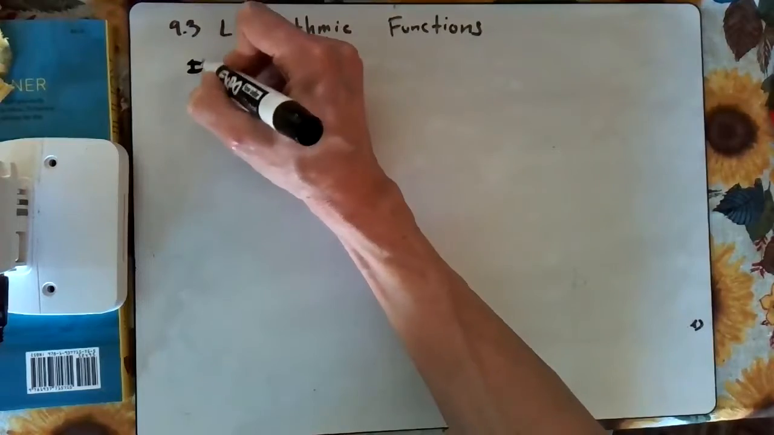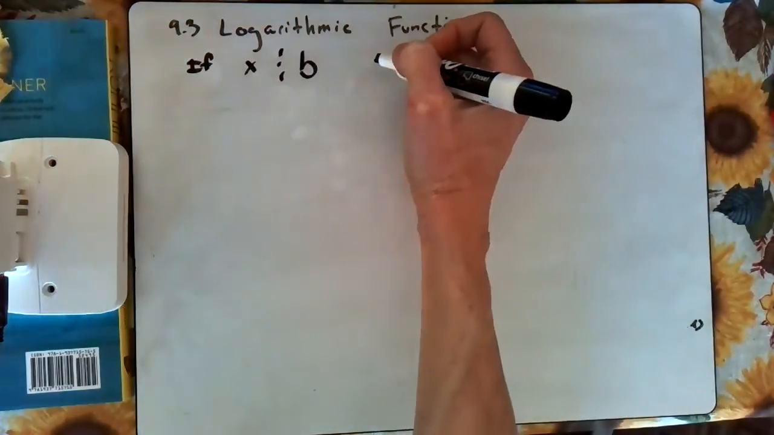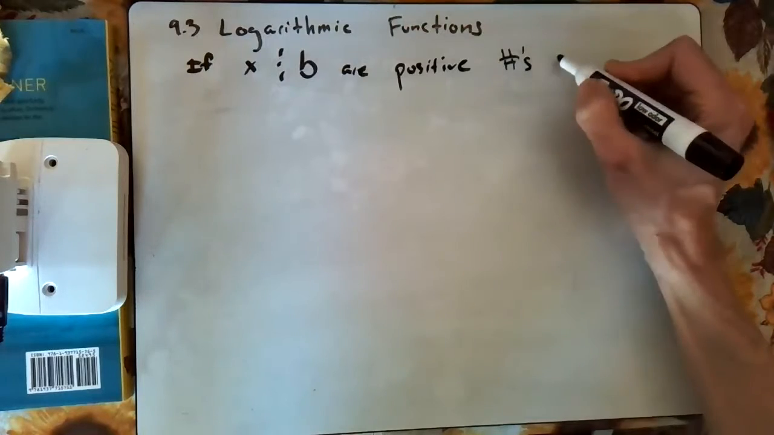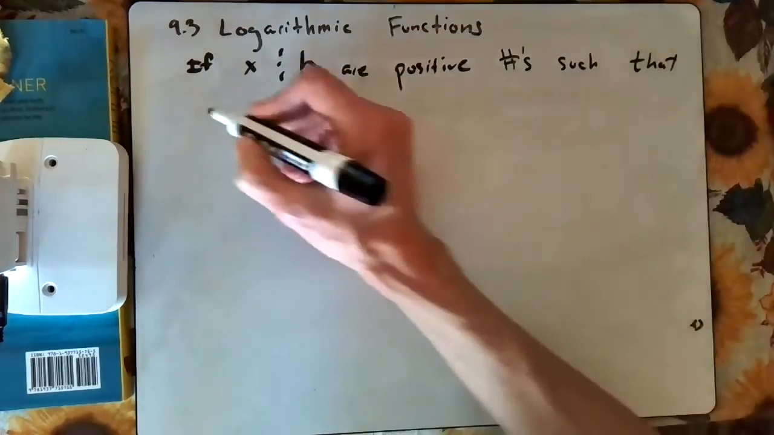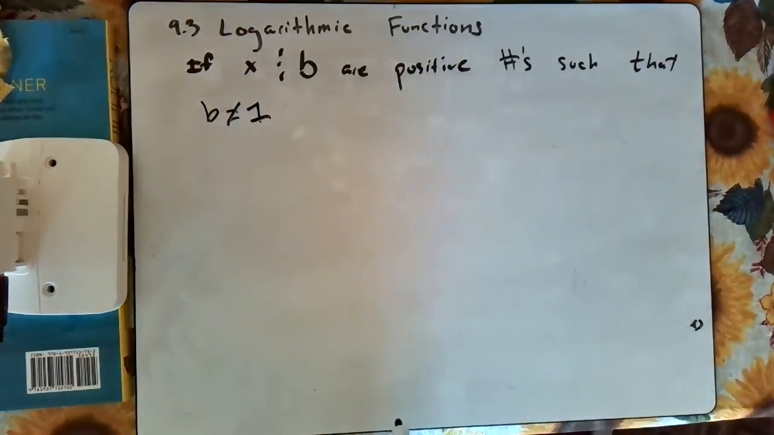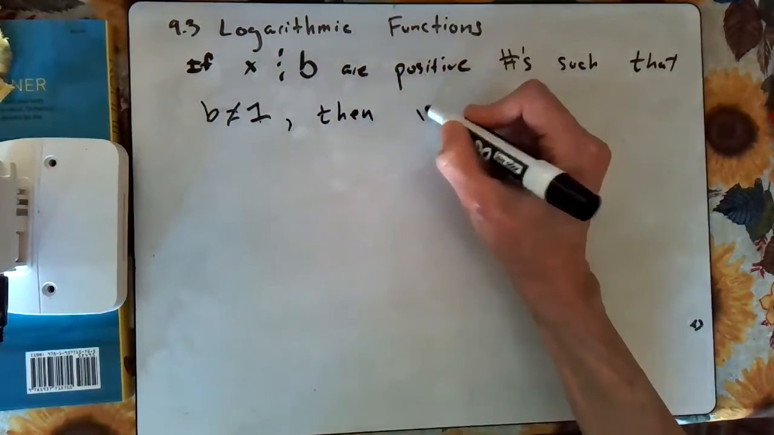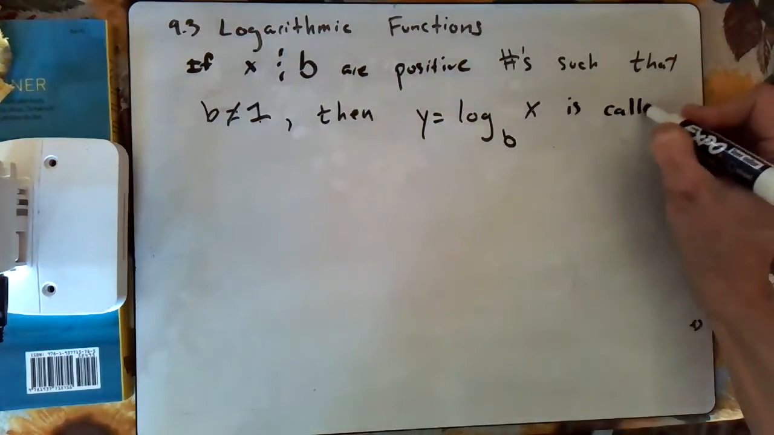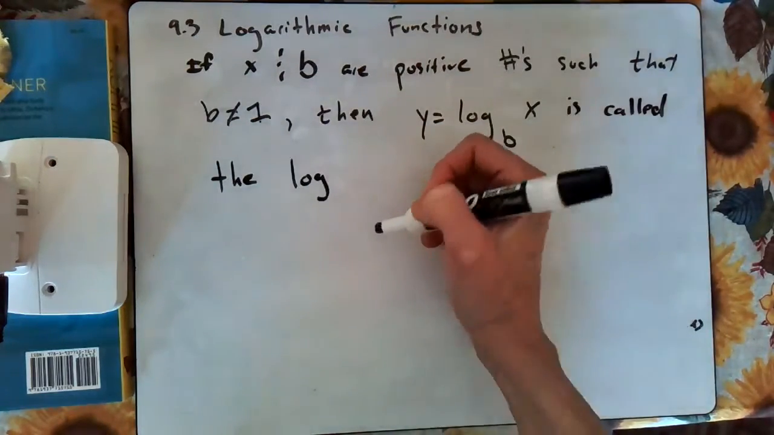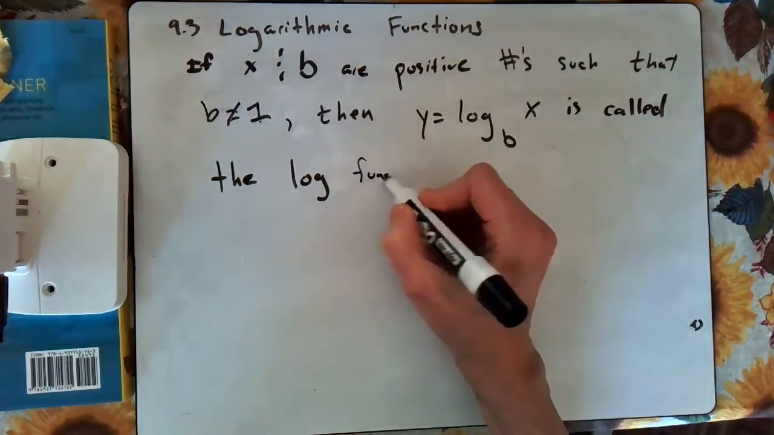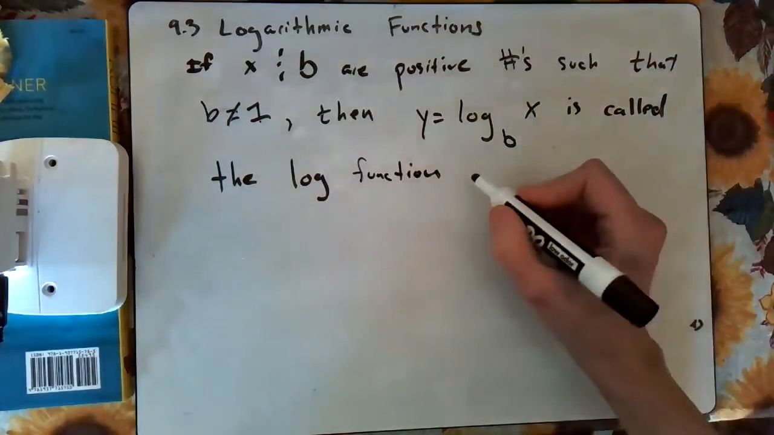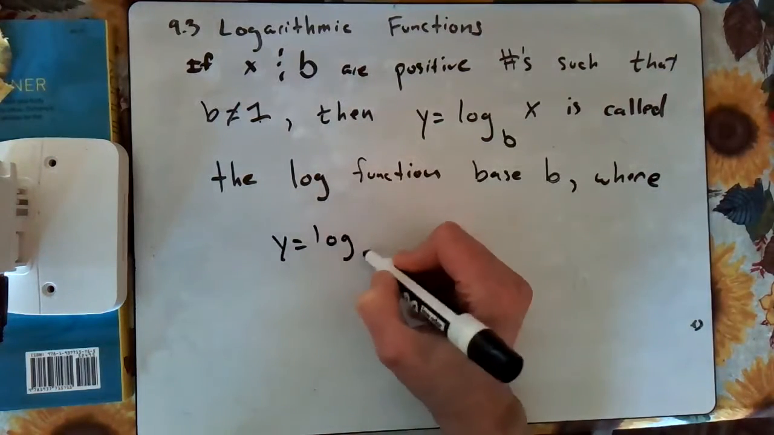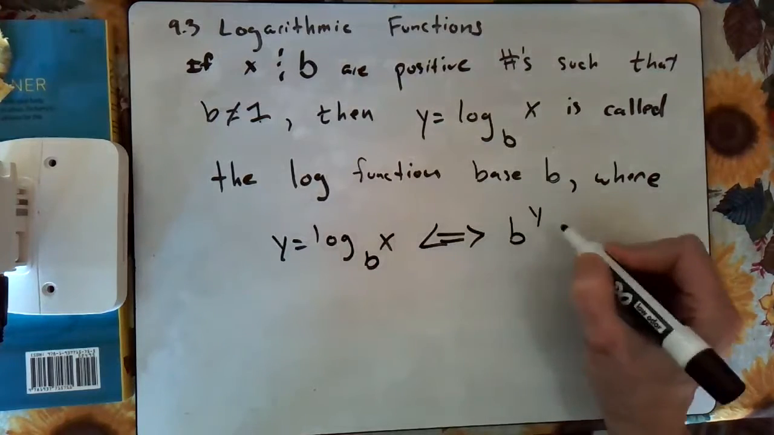Well, the formal definition says if x and b are positive numbers, such that b cannot equal 1, then y equals log base b of x is called the log function base b, where y equals log base b of x is equivalent to b to the y equals x.